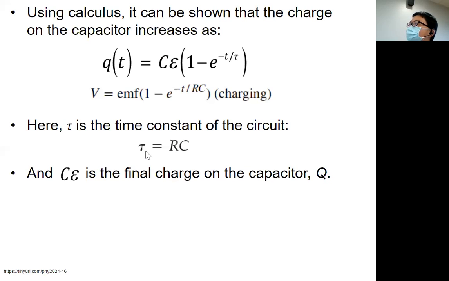And this is a time constant, so this would be in seconds. If you have R in ohms, C in farads, then you will have seconds. And for the voltage as a function of time t, it's equal to epsilon, the EMF, times 1 minus e to the minus t over RC. Basically these two are proportional to each other with a factor of C, the capacitance, because if you do charge divided by voltage, it gives you capacitance. Okay, so this is for the charging process.